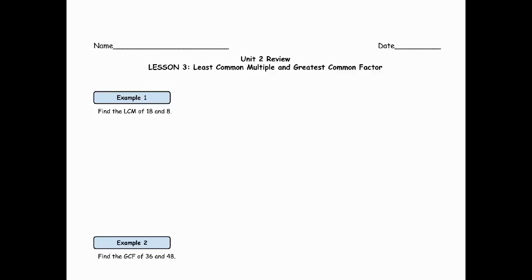Unit 2 review, Lesson 3, least common multiple and greatest common factor. Example number 1 says, find the LCM of 18 and 8. LCM stands for least common multiple.